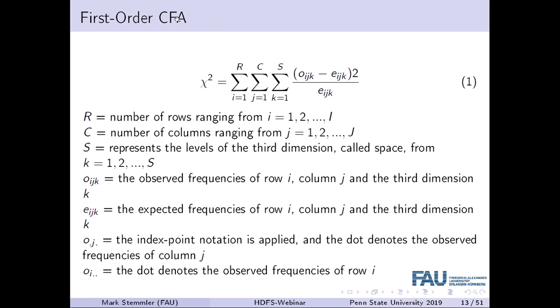So here is an example of a chi-square statistic with rows, columns, and space, a three-dimensional cross table. So we have here observed frequencies minus expected frequencies squared divided by the expected frequencies. And here we use the point index notation. That means that the dot denotes the observed frequencies of a column, for instance, or here of a row.